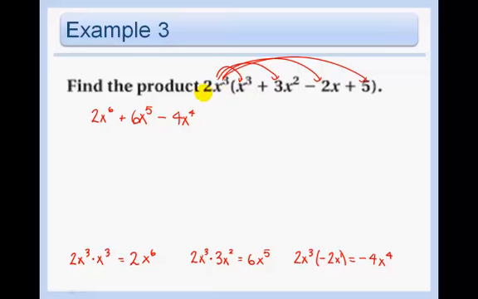Finally, I just do 2x cubed times 5, so you do the number part first, plus 2 times 5 is 10x cubed. And that's my final answer. I had 1, 2, 3, 4 terms here, and I have 1, 2, 3, 4 terms here. So I'm just adding up this part because I had to distribute the 2x cubed.